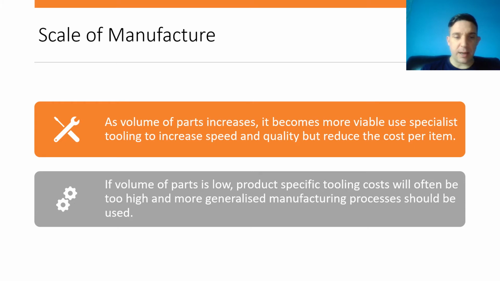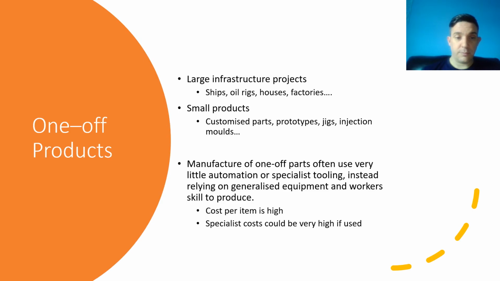So we can say then that as the volume of parts increases, it becomes more viable to use specialist tooling, which costs lots of money, to increase the speed and the quality of each part, but it reduces the cost per item. If the volume of a part is low, then the specific tooling cost will often be too high, and a more generalized manufacturing process should be used to keep the costing down.